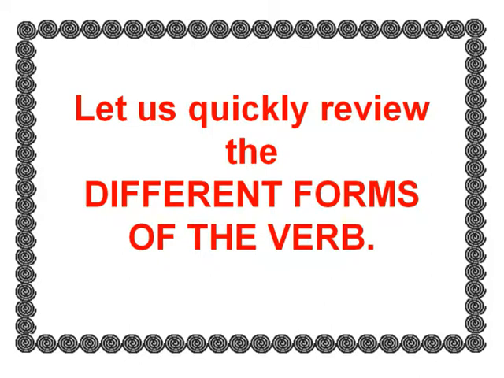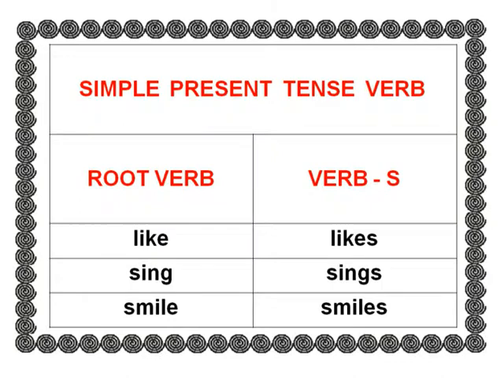Let us quickly review the different forms of the verb. Simple present tense verb. There are 2 forms, root verb and verb s. Like, likes. Sing, sings. Smile, smiles.